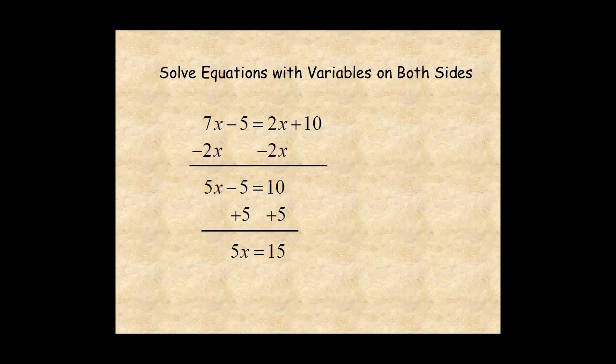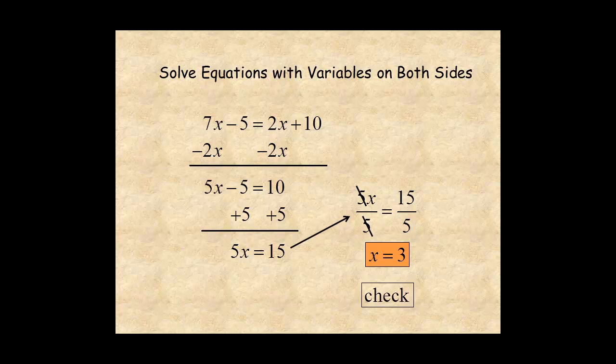Since the variable is multiplied by 5, divide both sides of the equation by 5. On the left, 5 divided by 5 equals 1. And on the right, 15 divided by 5 equals 3. And the solution is x equals 3. Remember to always check the solution.